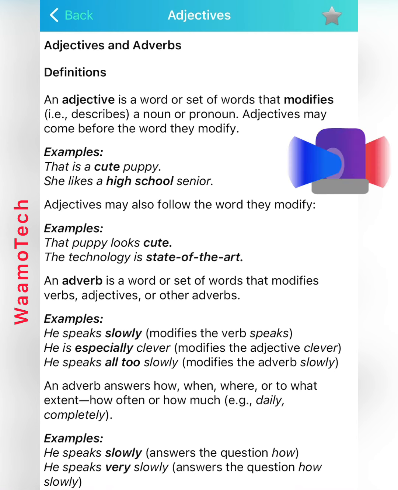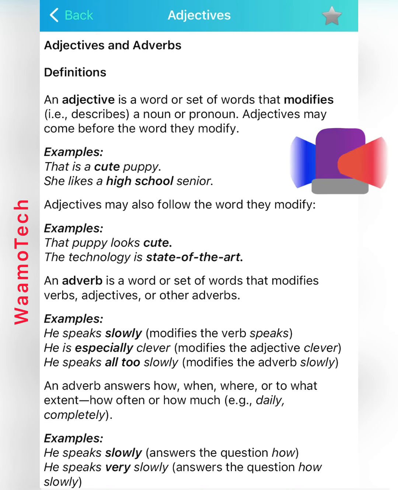Let's look at the next example. She likes a high school senior. Now, at the top there, when we were explaining about adjectives, we said an adjective is a single word or a set of words. So in the first example, where we said that is a cute puppy, the adjective is denoted as a single word, cute.